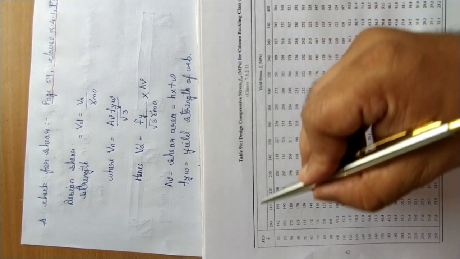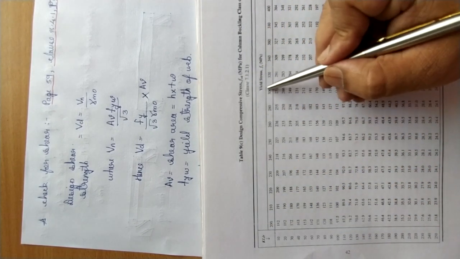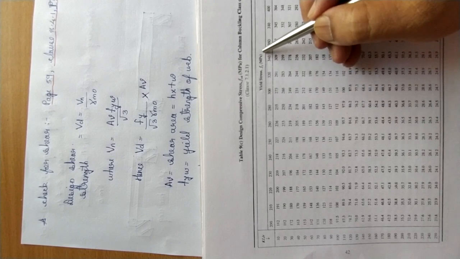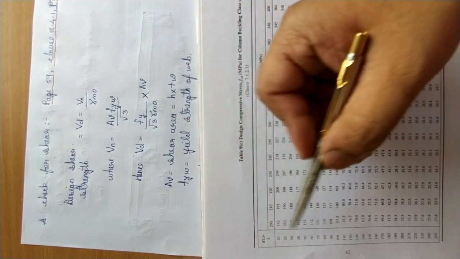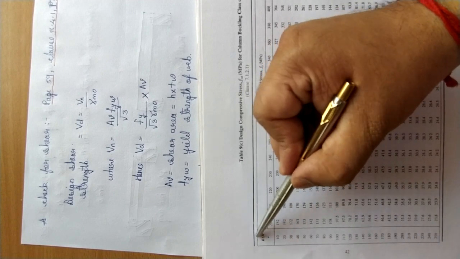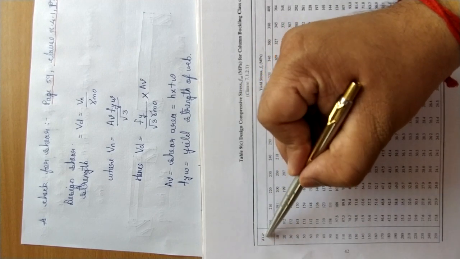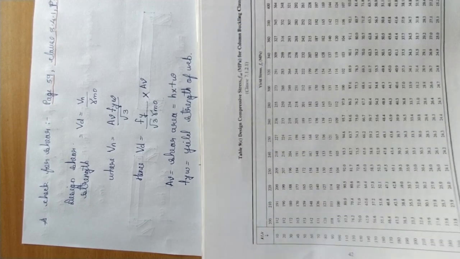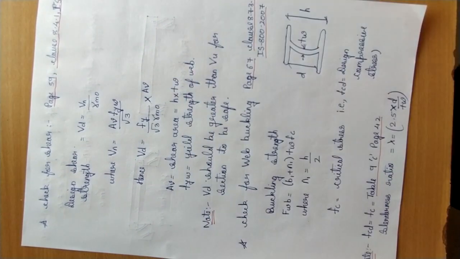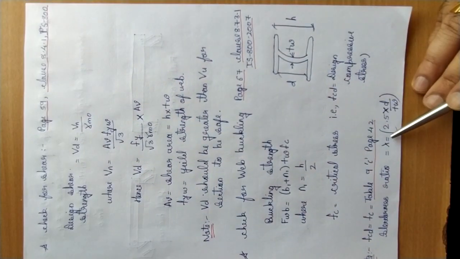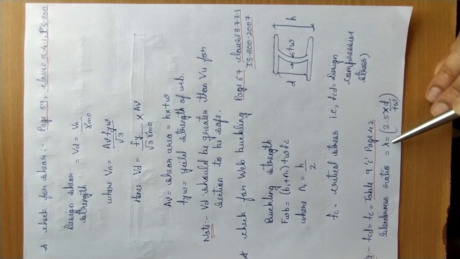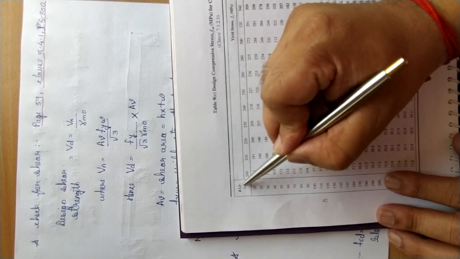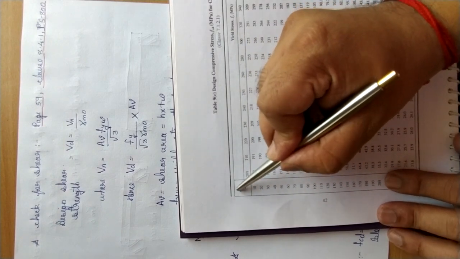So what we require: in the horizontal component, we have Fy, yield stress in terms of MPa, that is Newton per mm square. And in vertical, we have KL by r. This component is nothing but slenderness ratio. So this is given here. So slenderness ratio is given by 2.5 into d divided by t. So we'll get the lambda value. So in this table, this is nothing but the lambda value.